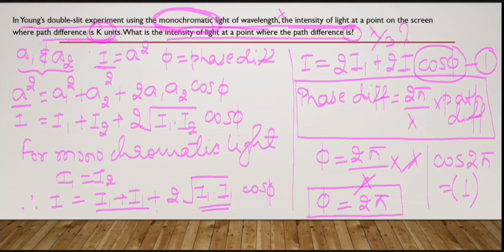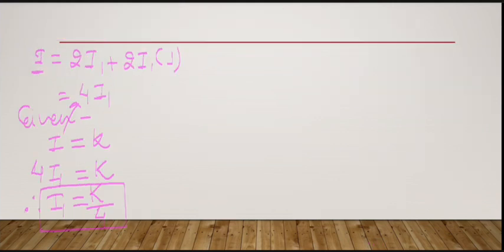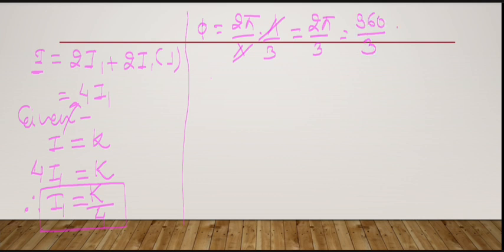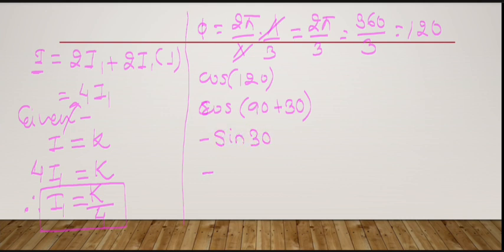So from here, the phase difference phi equals 2 pi by lambda multiplied by lambda by 3. Lambda and lambda get cancelled, so we are left with 2 pi by 3. So this is 360 by 3, which is equal to 120 degrees. Cos 120 can be written as cos of 90 plus 30, which can be written as minus sine 30.